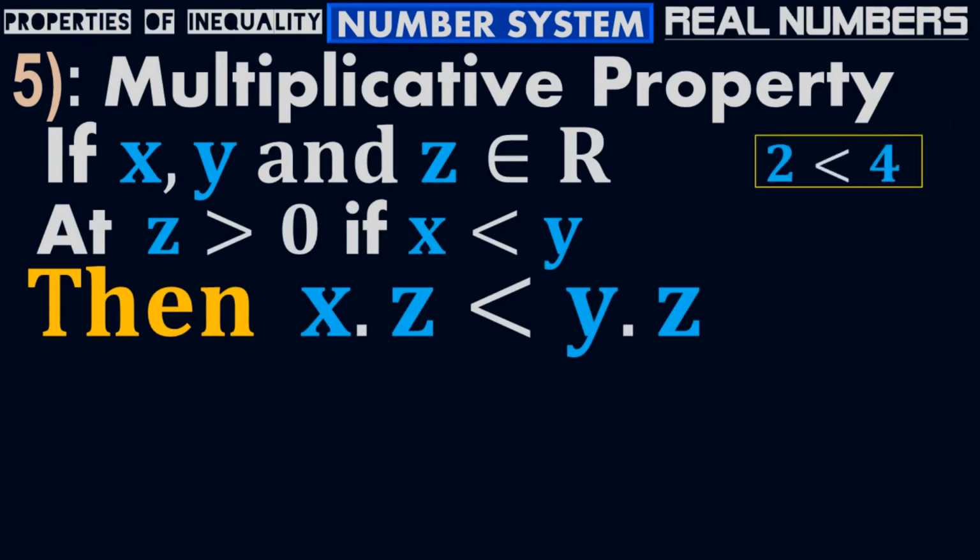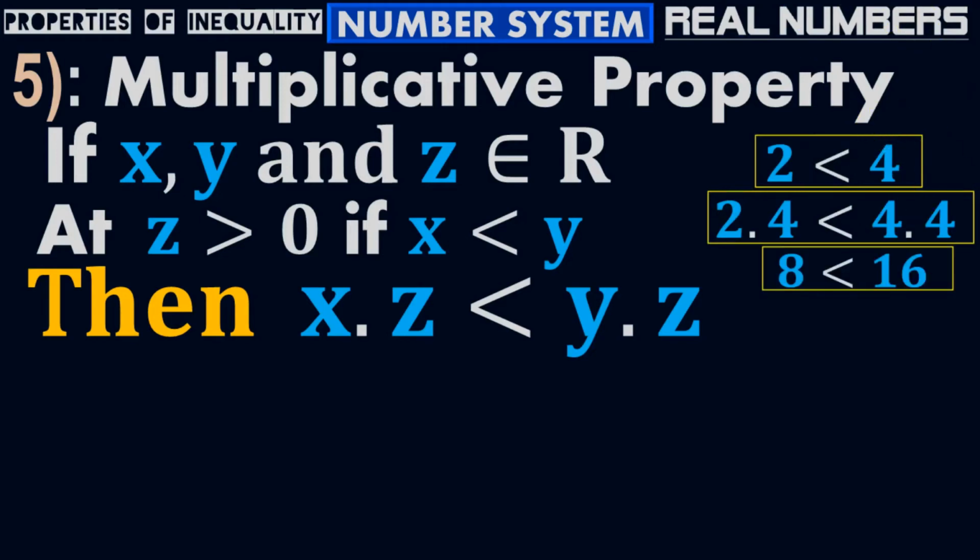If I plug in x equals 2, y equals 4, 2 is lesser than 4, then 2 times 4 is lesser than 4 times 4, because 8 is lesser than 16.